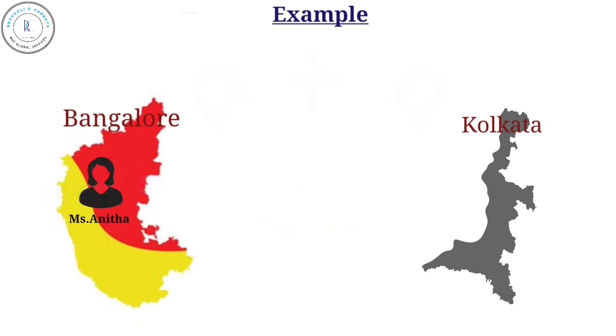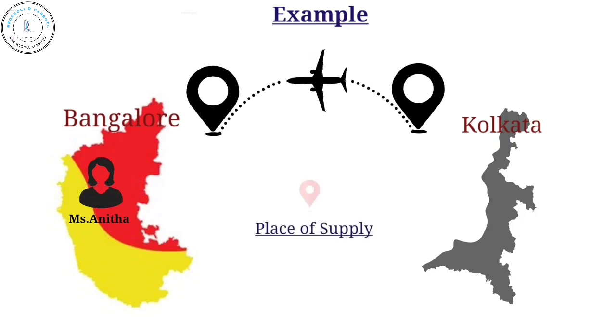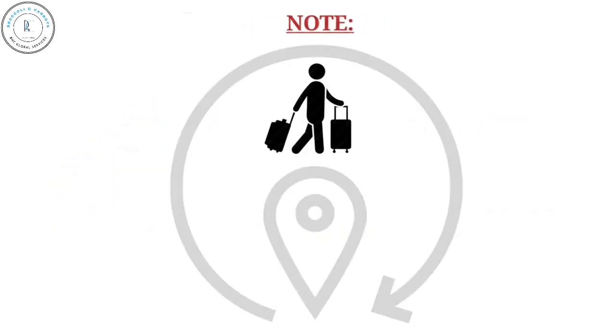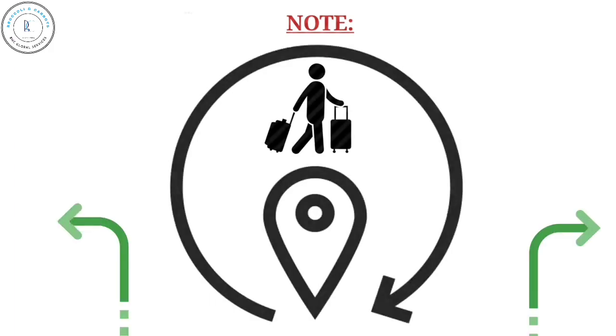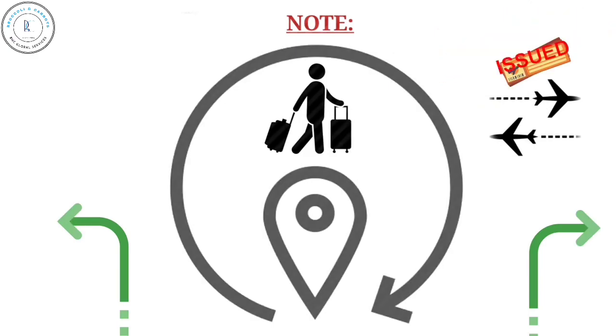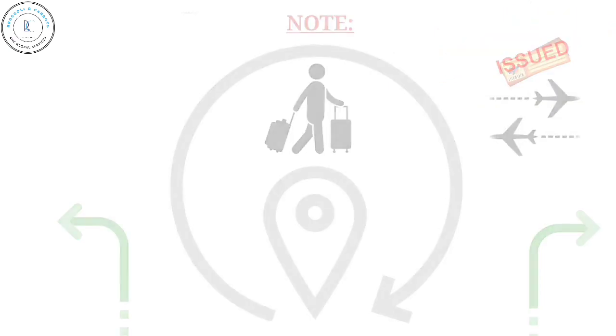For the flight from Kolkata to Bangalore, place of supply will be Kolkata, and IGST will be charged. Note: for the purposes of passenger transport, the return journey shall be treated as a separate journey, even if the tickets for onward and return journeys are issued at the same time. So, that is all for this topic.